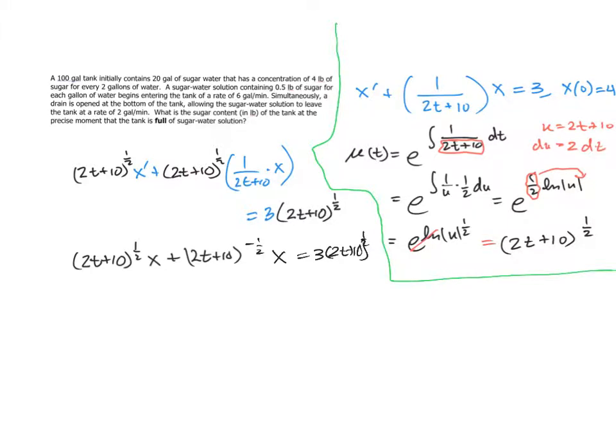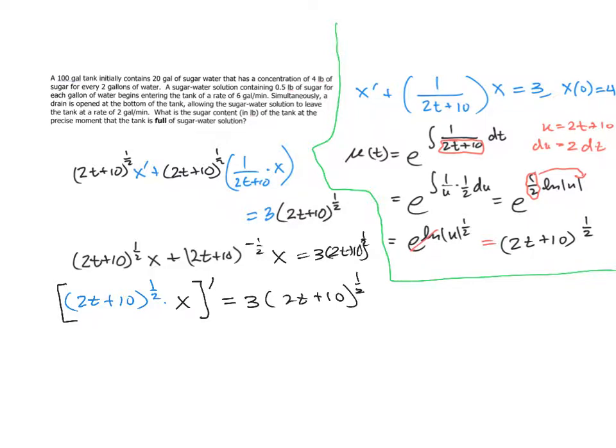All right, so now it may not look like it at first, but that left-hand side is a product rule, because when you take the derivative of the 2t plus 10 to the half, you do get a half that comes down by the chain rule, and then a 2 from the chain rule. So that half and that 2 cancel out. So this really is the derivative of our product. This is really a 2t plus 10 to the half power times an x that has been differentiated to create the 3 times 2t plus 10 to the half power.